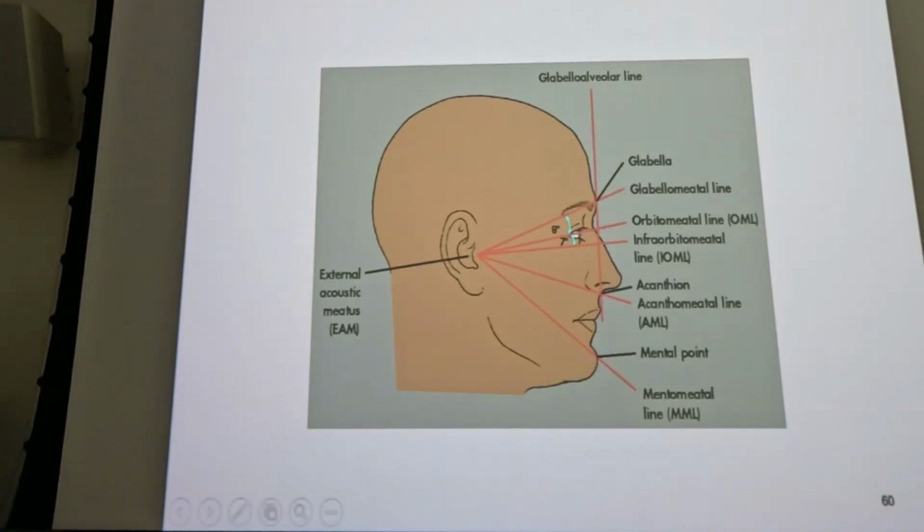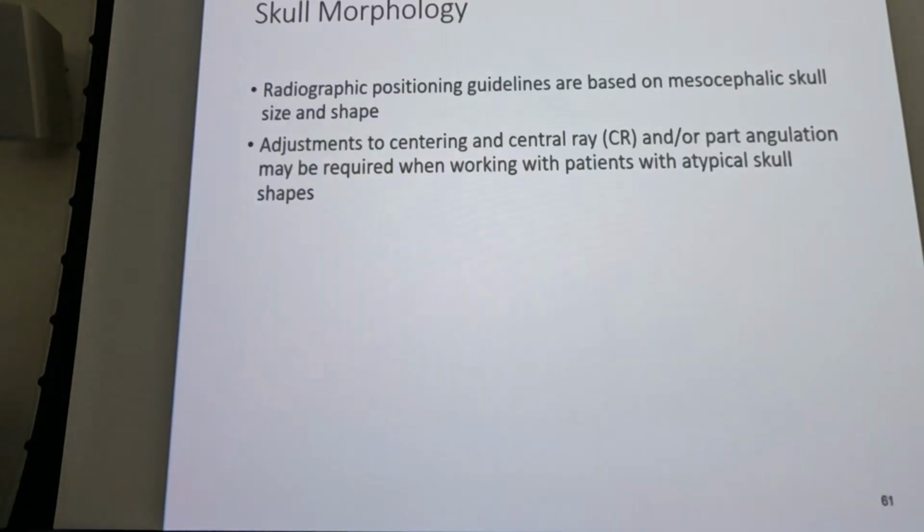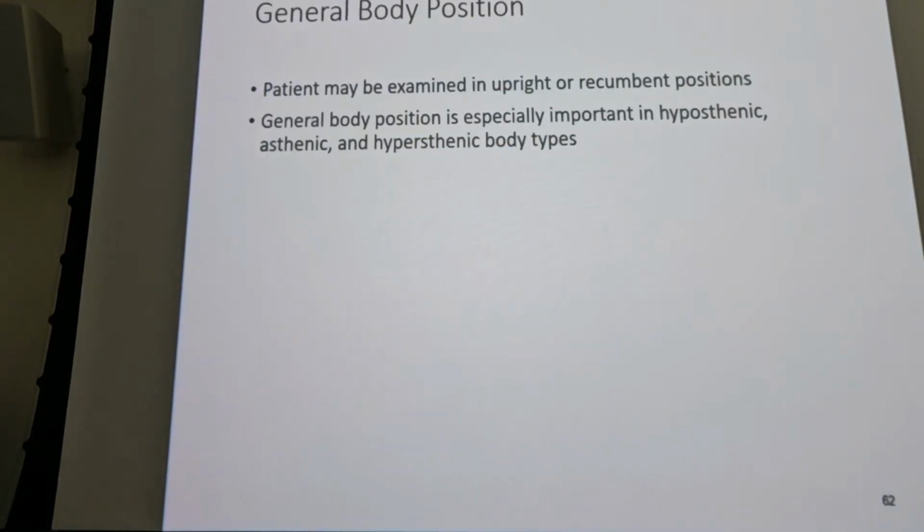All right, so we don't really use the glabello-alveolar line or glabello-meatal line, but we do use the OML, IOML, and AML extensively, and to a lesser degree, the mental midline as well. Okay? Skull morphology, we already talked about.